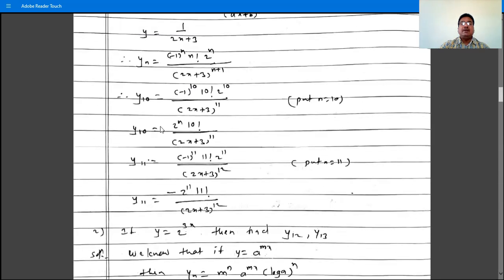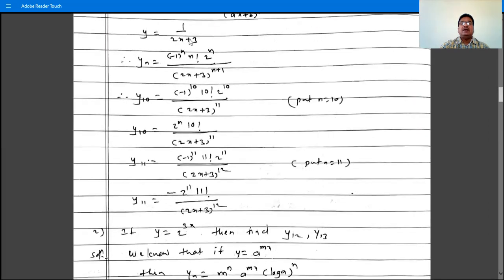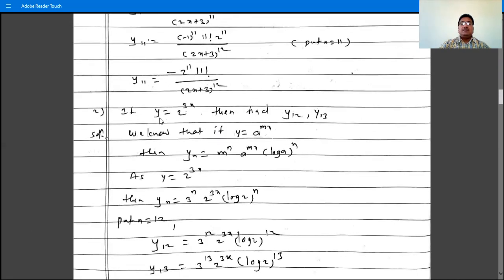Then for y11, substitute n as 11. So minus 1 raised to 11 into 11 factorial, 2 raised to 11, divided by 2x plus 3 raised to 11 plus 1, which means 12. And minus 1 raised to 11 is now minus. So minus 2 raised to 11 into 11 factorial divided by 2x plus 3 raised to 12. This is y11.